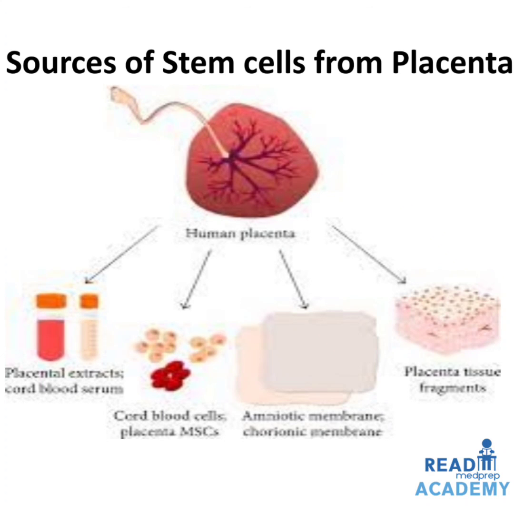The human placenta, the placental extracts. The cord blood cells also produce placental multipotent stem cells. The amniotic membrane, chorionic membrane also gives stem cells. The placental tissue fragments also produce stem cells.